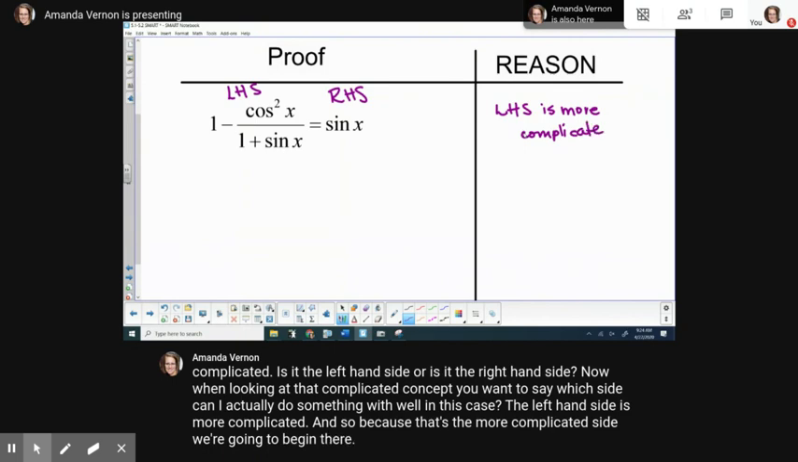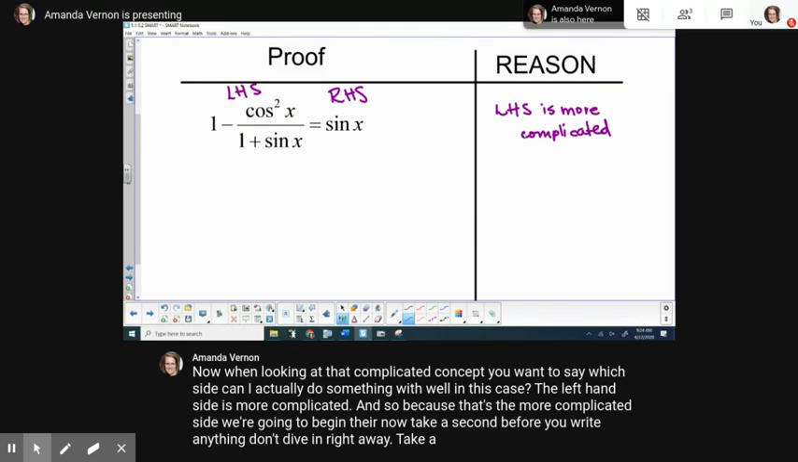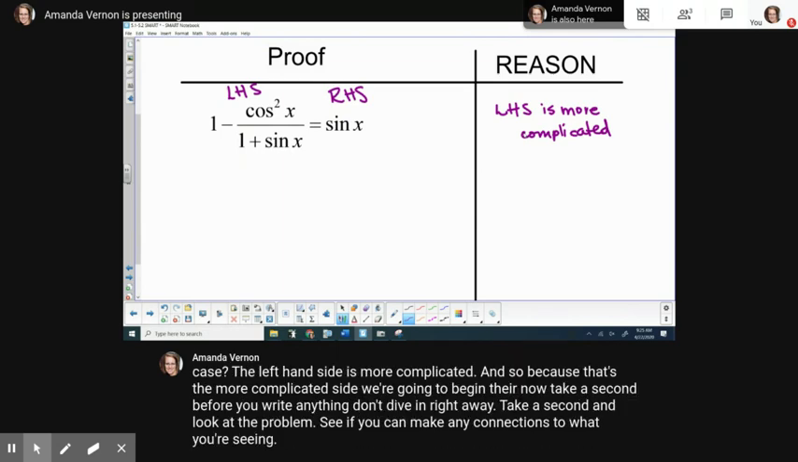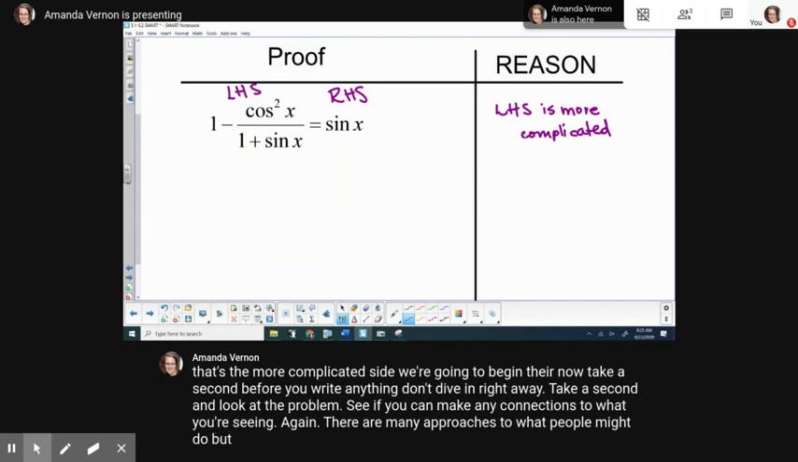Now take a second before you write anything. Don't dive in right away. Take a second and look at the problem. See if you can make any connections to what you're seeing. Again, there are many approaches to what people might do, but I just want you to keep a nice open mind.